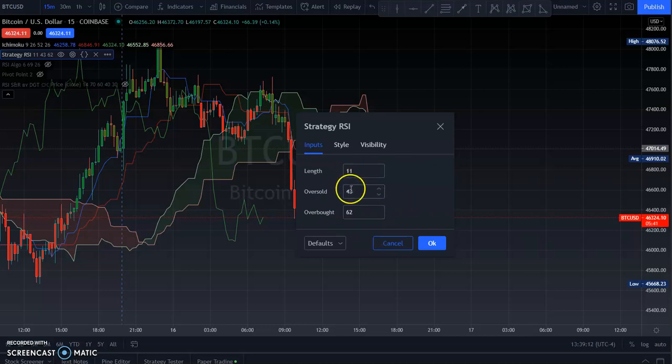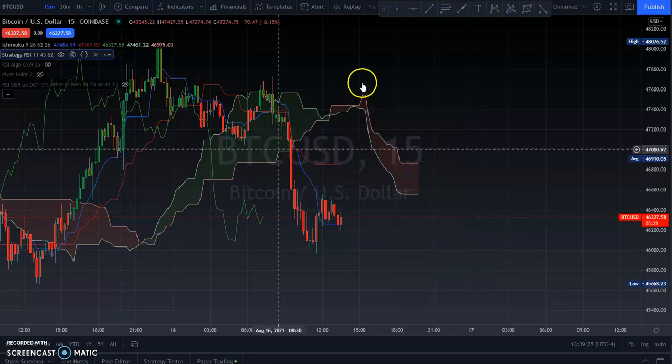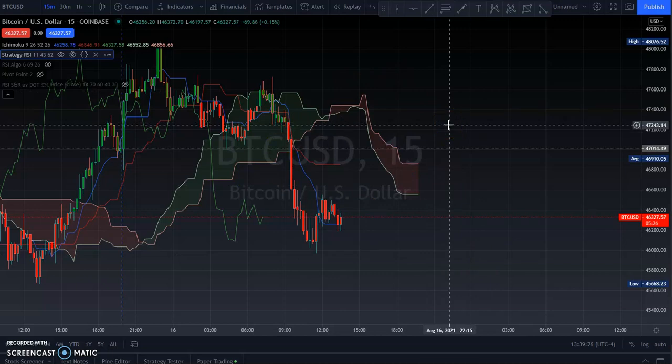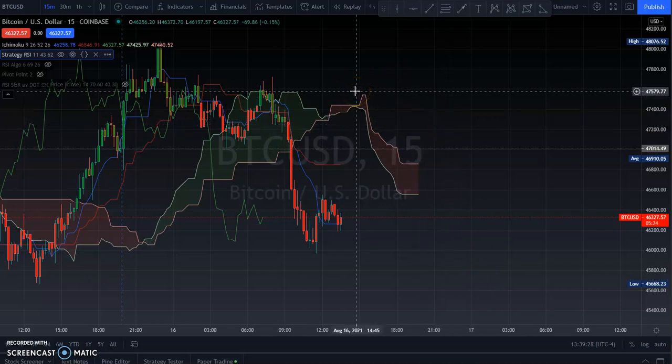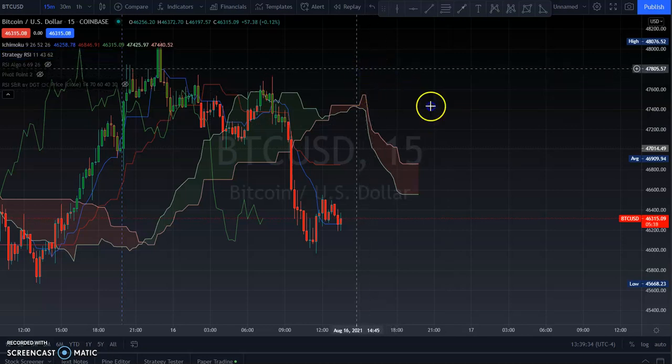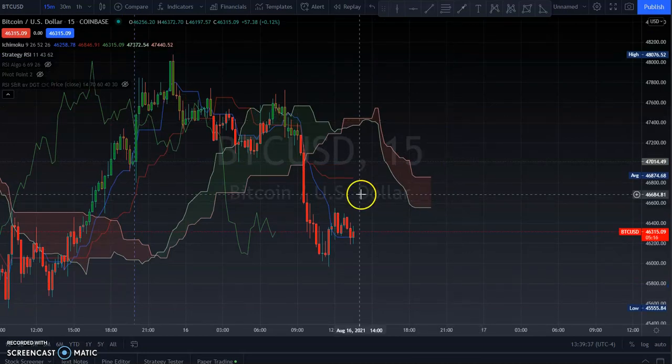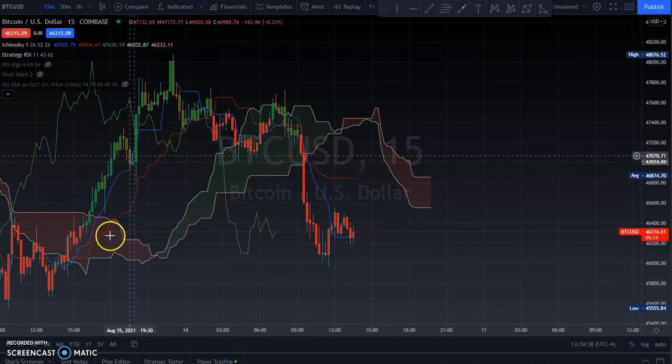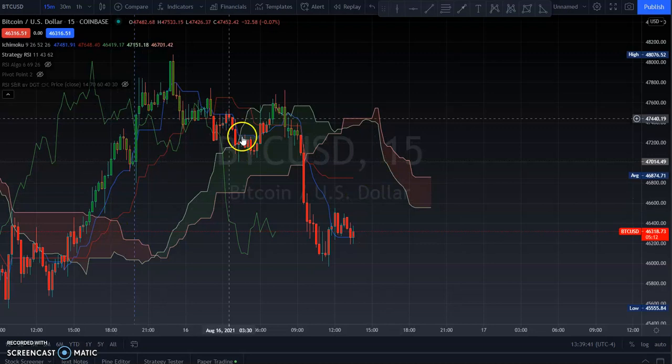Typically, oversold would be 30 and overbought would be 70. I gave them more wiggle room, and I increased the length from 9 to 11, which I felt was more accurate for the particular currency pair, or investment pair, I was looking to trade. So green means buy, red means sell.